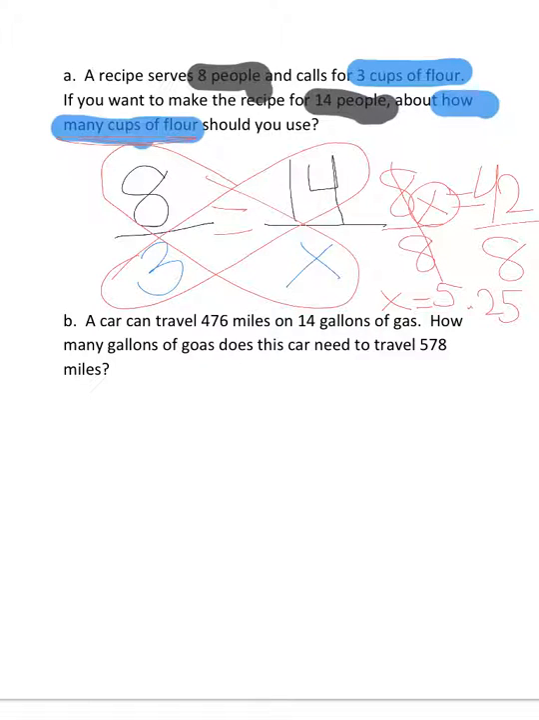Next is B. A car can travel 476 miles on 14 gallons of gas. How many gallons of gas does this car need to travel 578 miles? Now if you want, you can pause before I read C so you can work on solving part B.